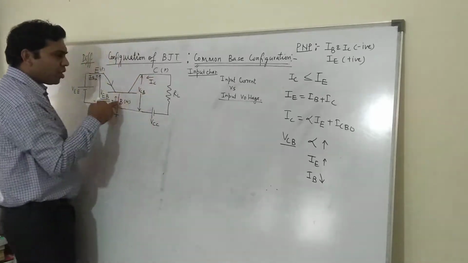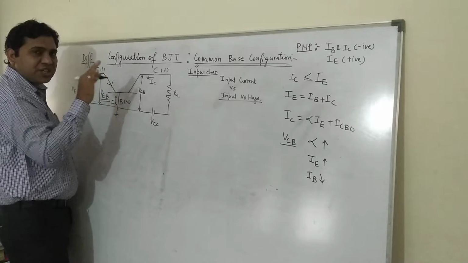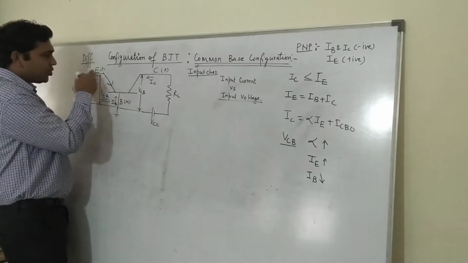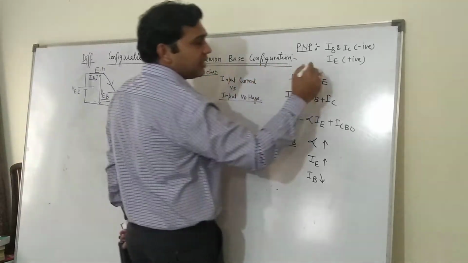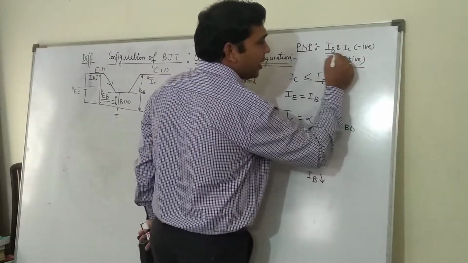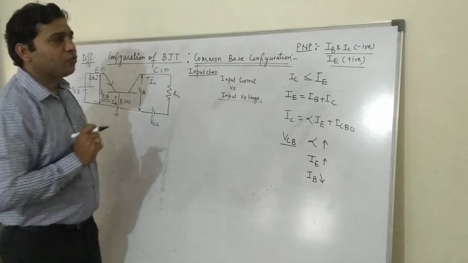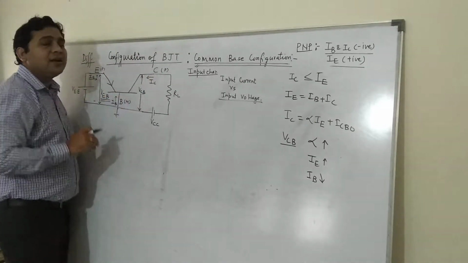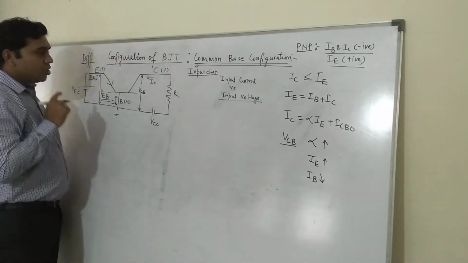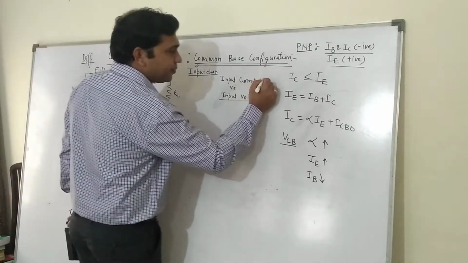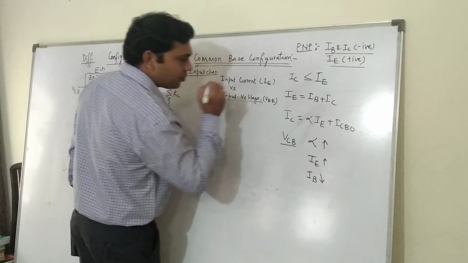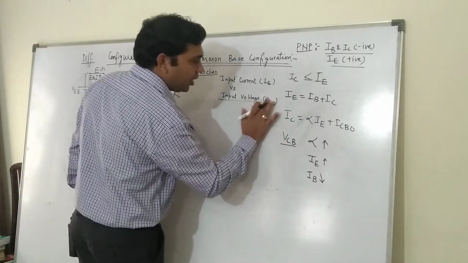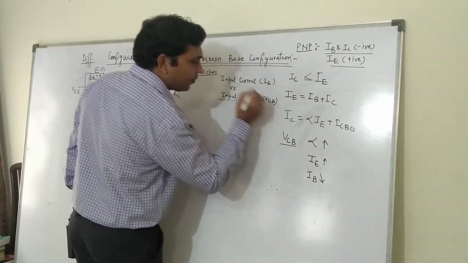So here there is no need to remember which current is going outside and which is going inside. You can draw all the currents going into the transistor, but you need to remember that IE is positive in case of a PNP, and IB and IC are negative in case of a PNP, meaning IB and IC are leaving the transistor. Okay. So now IE is the input current, whereas the input voltage is VEB.